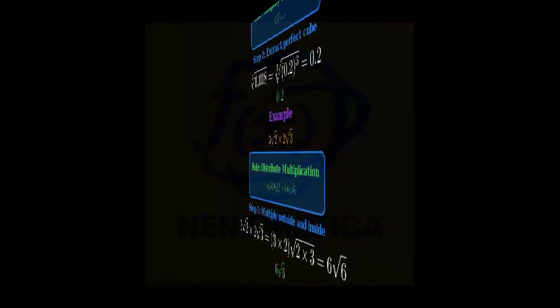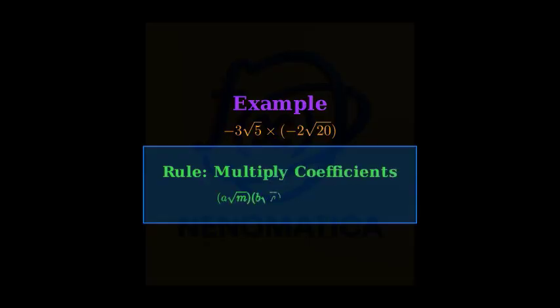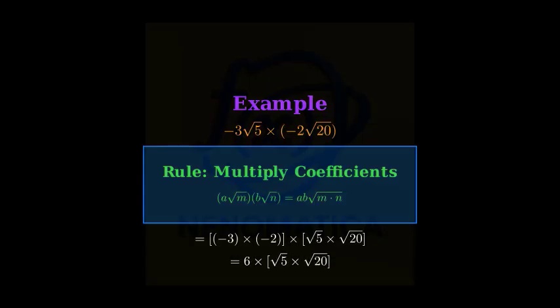We need to multiply -3 times square root of 5 and -2 times square root of 20. Let's write this as -3 square root of 5 times -2 square root of 20. To solve this problem, we'll break it down into steps. First, we'll multiply the coefficients. -3 times -2. Negative times negative gives us positive, so we get +6.